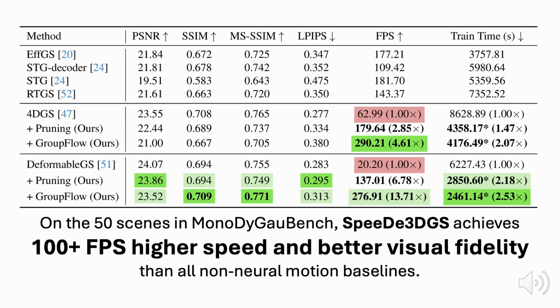Across the 50 scenes and 5 datasets in the monocular dynamic Gaussian splatting benchmark, Speedy3DGS achieves over 100 frames per second faster rendering speed and higher image quality metrics than all non-neural motion baselines.